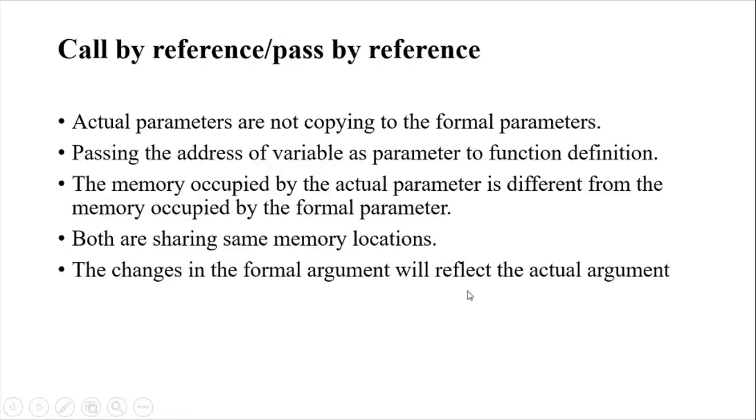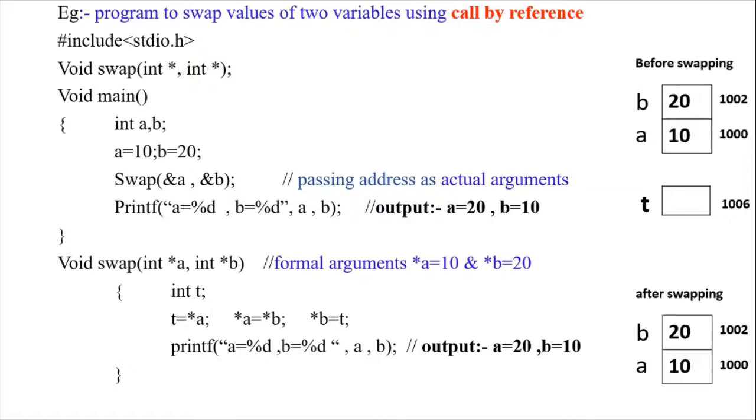This means both actual and formal will share the same memory address. That is, here there is no duplication or copying. We are just accessing the value directly from the memory. So let us have the same example as the previous example, the swapping example, so that you can clearly understand what call by reference is.